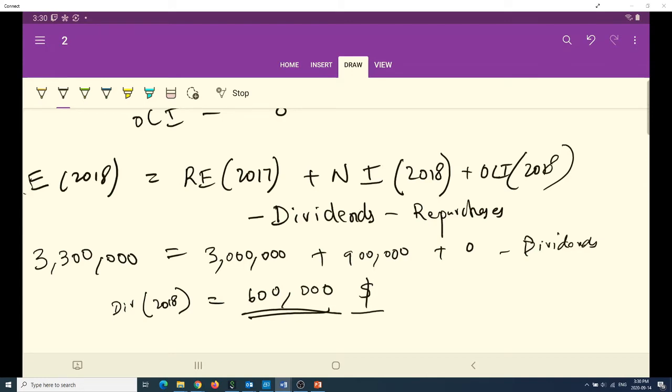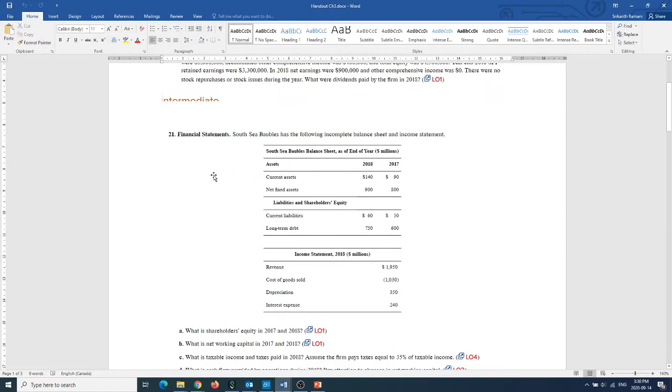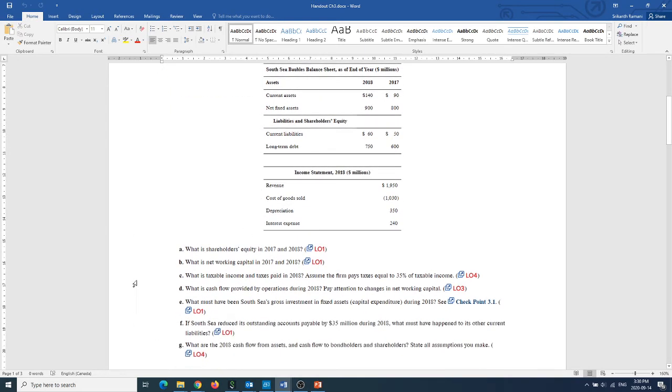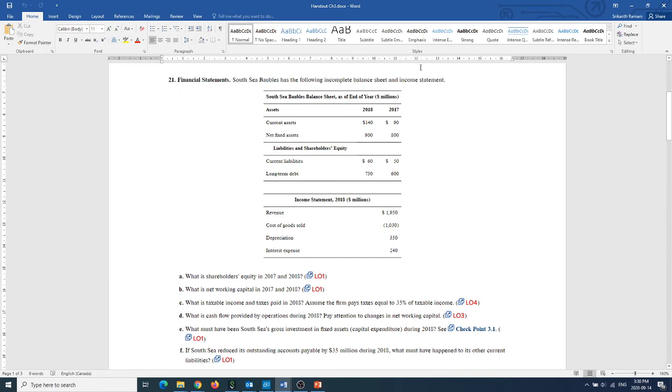Okay, so the next question, which I'll work out on, is question number 21. There's a small financial statement given here. I'll quickly copy that down, or make sure you have your handout open. So we'll be answering a bunch of questions based on this financial statement.